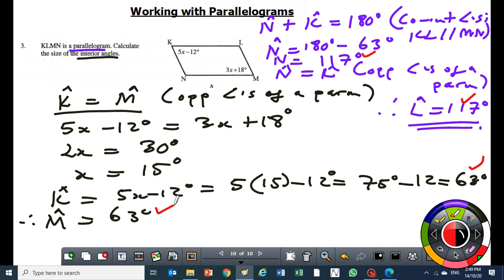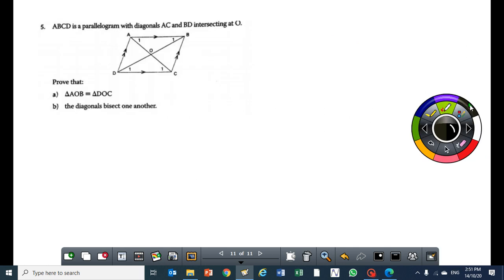Okay? First, we want to prove that triangle AOB is equal to triangle DOC. Okay? In fact, we want to prove that they are congruent. The good thing is that we are told that ABCD is a parallelogram, which means we can use the properties of the parallelogram. Okay? Fortunately, you are in grade 10. Last year, you did such stuff there.